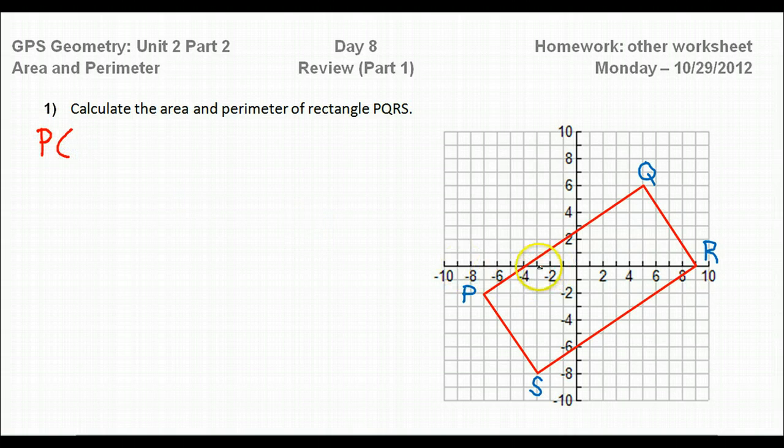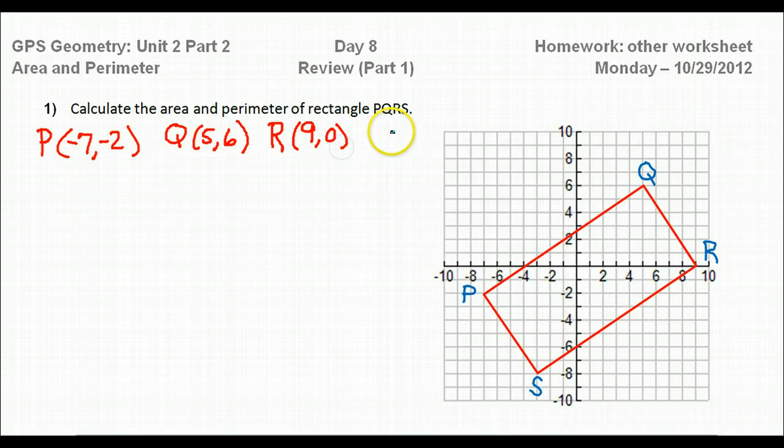Point P, for example, is the point -7, -2. So let's just record that. And then point Q is the point 5, 6. And point R is the point 9, 0. And S is the point -3, -8.